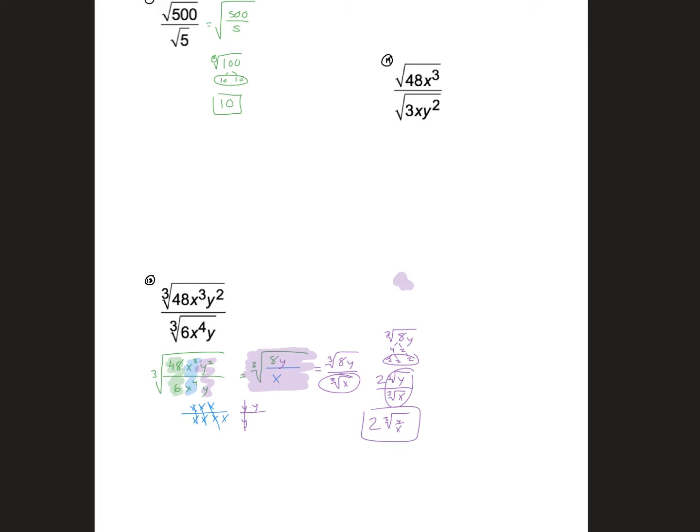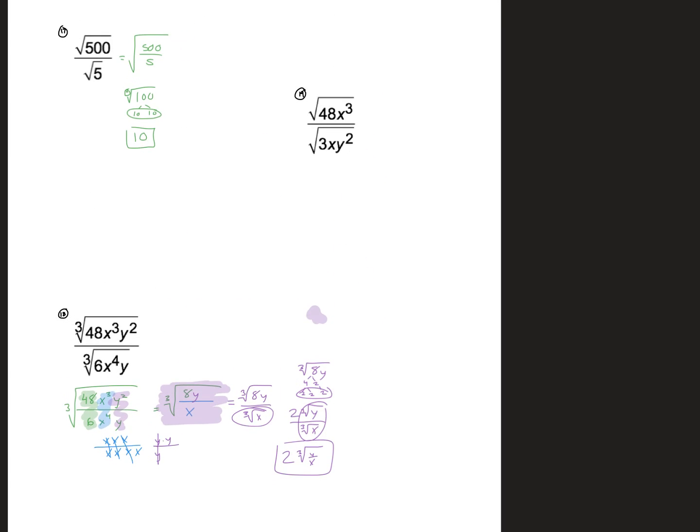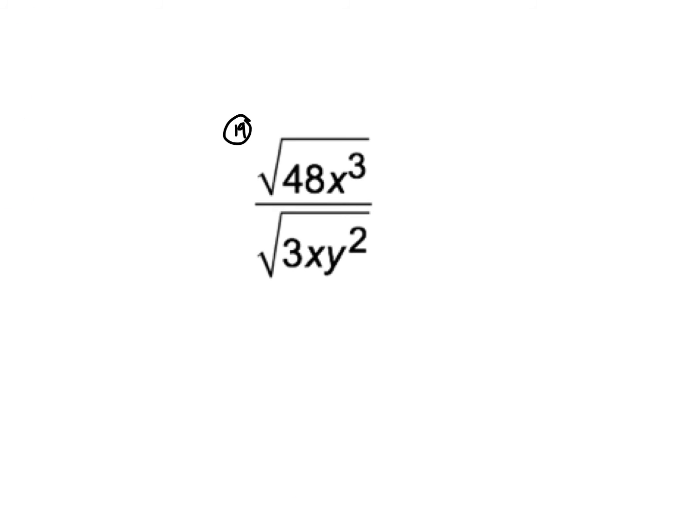Ready for the next? Last one, yay. 19. What should we do first here? Divide them. So we're going to put them all under one big radical. So we have 48 x cubed on top and 3x times y squared on the bottom.